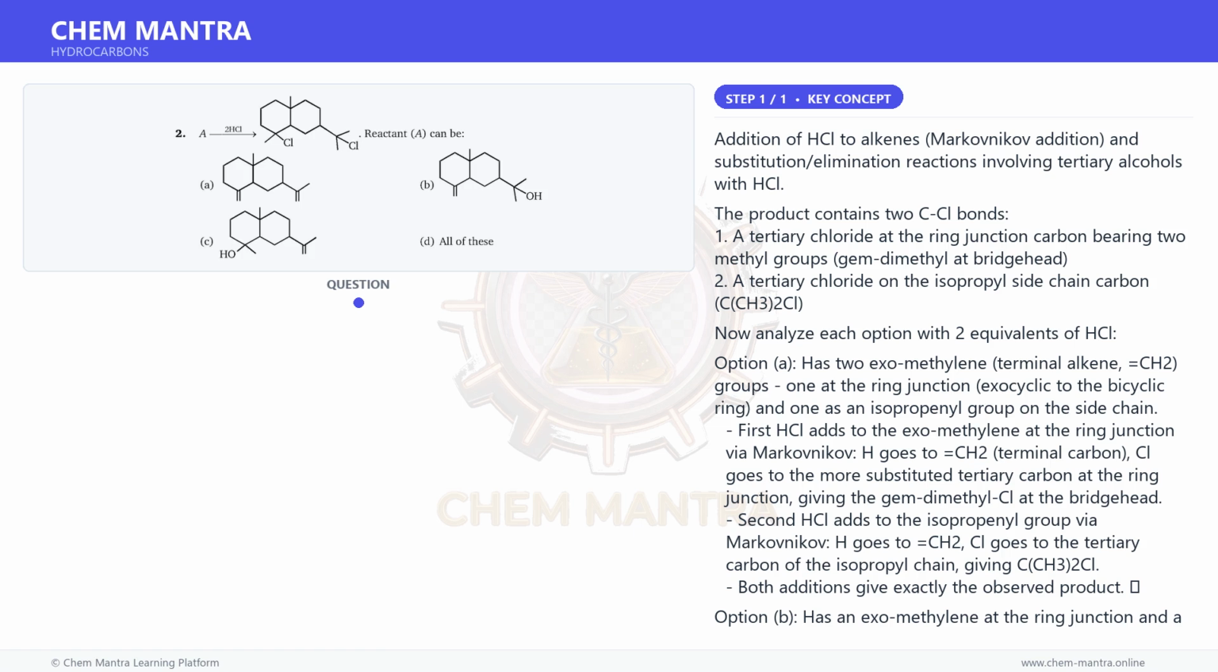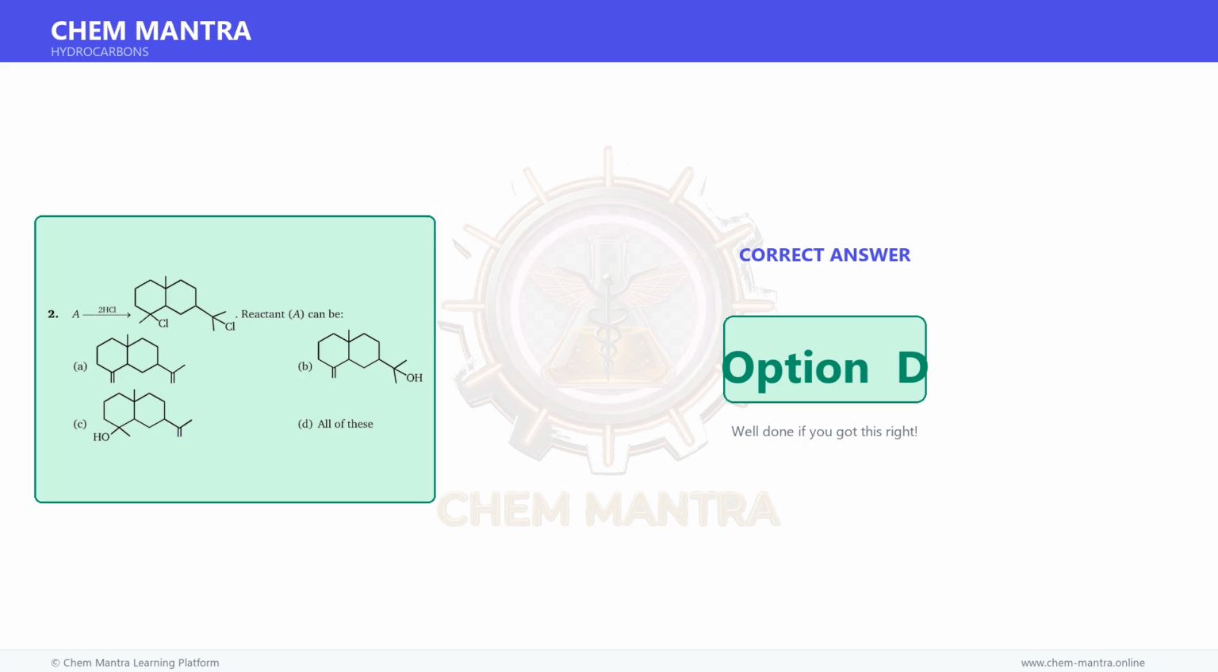Since all three options, A, B, and C, can react with 2 HCl to give the same product, the answer is D, all of these. Therefore, the correct answer is option D.